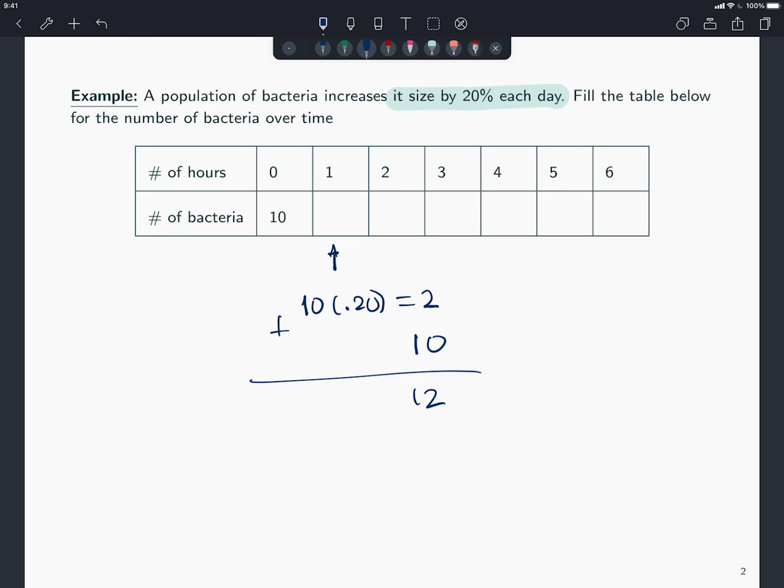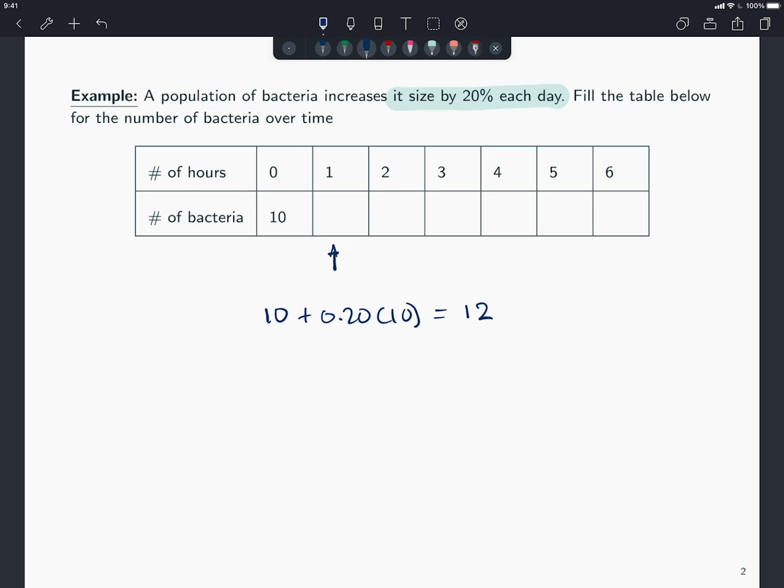I'm going to keep it in one line. I'm going to show you what I want to do. So I'm going to write it like I had 10, and then I'm going to add 20% of it, right? And so I get 12. 10 plus 2 is 12, correct? Now the numbers are going to get decimals, but we're going to continue in that fashion.